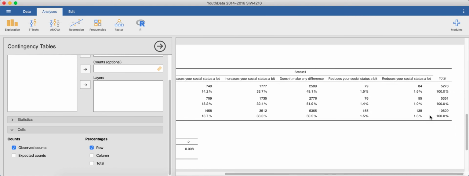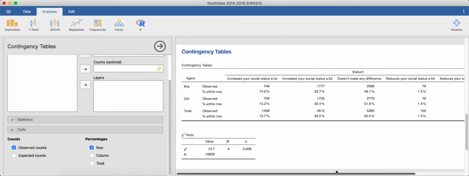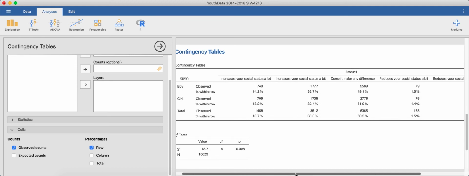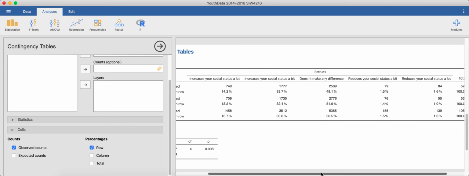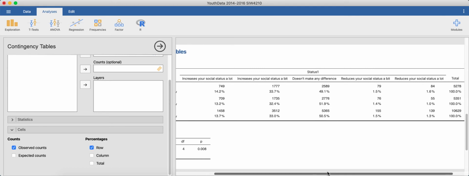So let's look at reduce your. There's somewhat more boys that say that being good at school reduces your social status a lot, and there's somewhat less girls. Looking at those who say that it increases your social status a lot, there are also more boys that say that it increases your status a lot, and a little less girls who say that, 14.2 versus 13.2. So boys seem to be in both ends, so to speak.